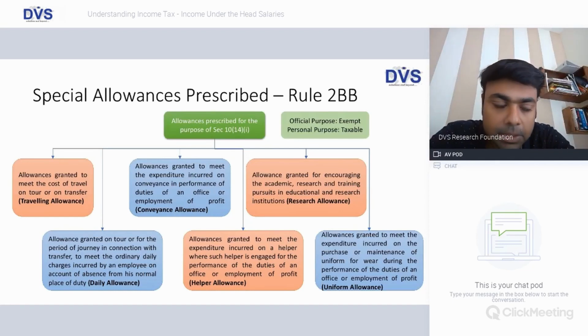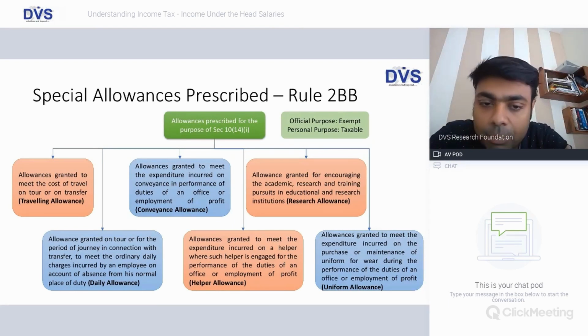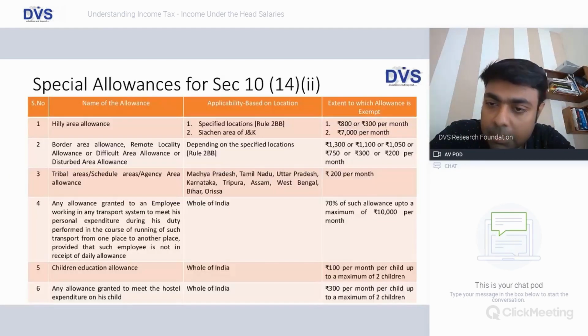Conveyance allowance, which is there for the purpose of your travelling for office, not between residence and office, but travel for the purpose of office. So all these allowances, if they are entirely for official purposes, they are fully exempt. There's no limit, they are fully exempt. But if they are used for personal purposes, automatically they become taxable.